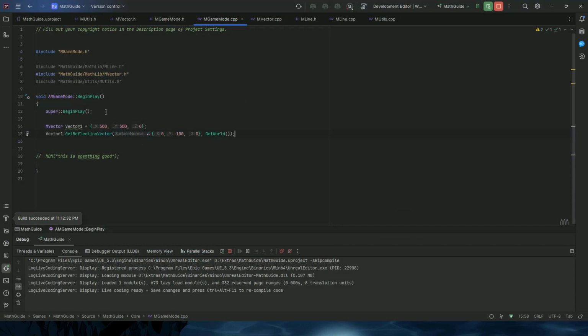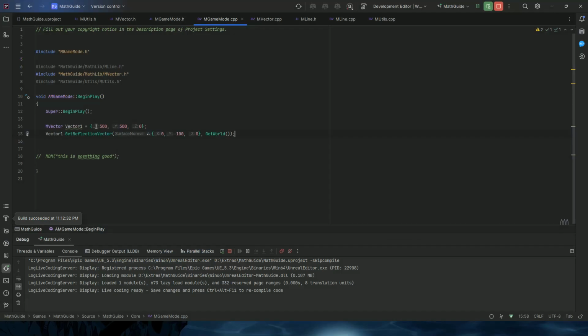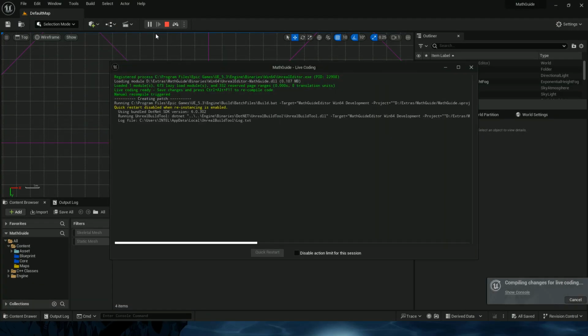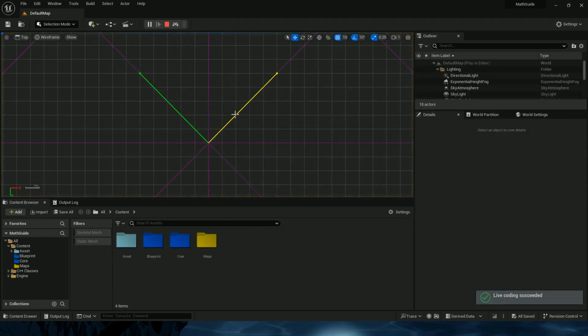But what if we exchange them? The scenario which we were discussing. In that case, the vector will be on the left-hand side, so it will be minus 500. Let's check if it works fine or not. So compile again. Let me stop. Let's compile. Now they have switched.